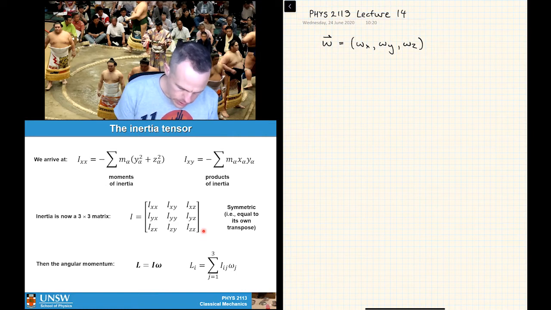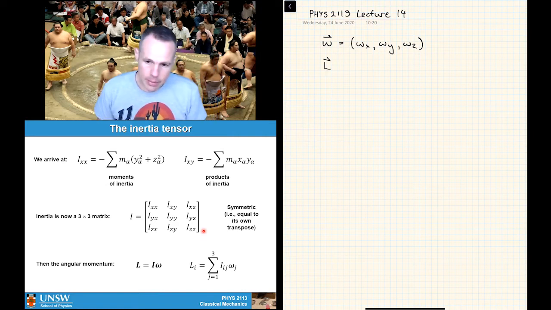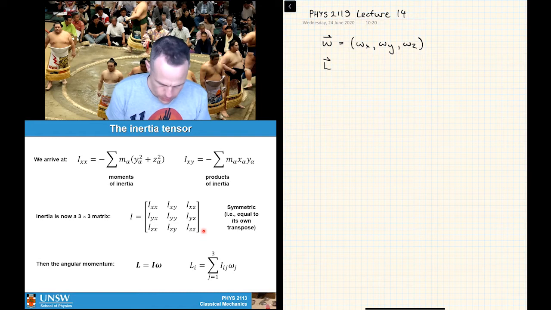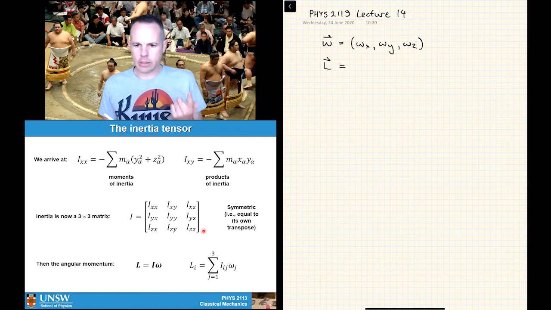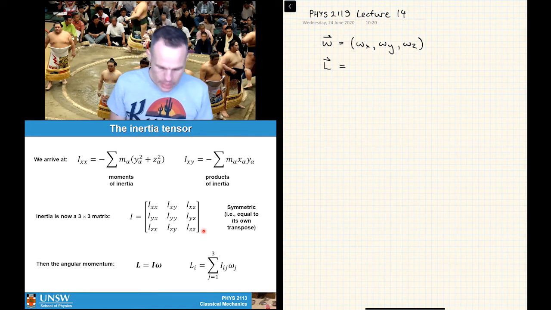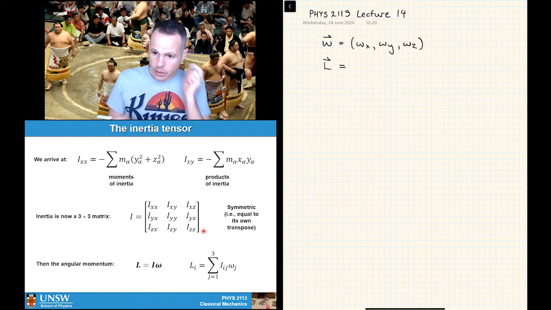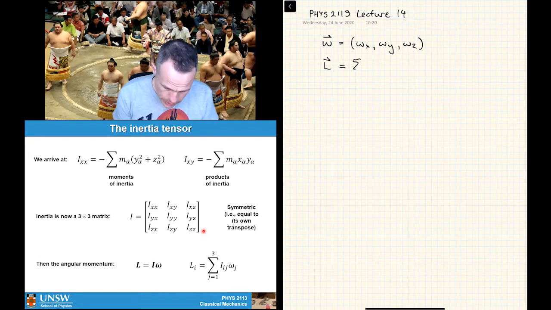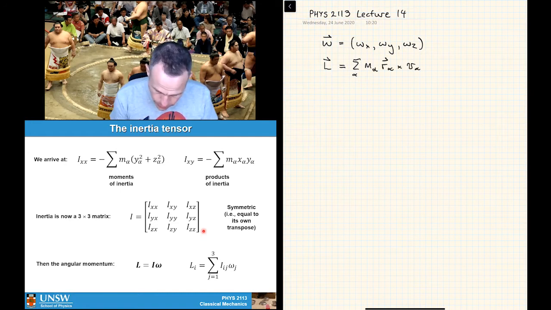All right, so the next step here is to look at the angular momentum. And you'll remember that it is m r cross v, and of course we're dealing with a rigid body made of a number of components, so we can write this as the sum over alpha, m alpha, r alpha cross v alpha.